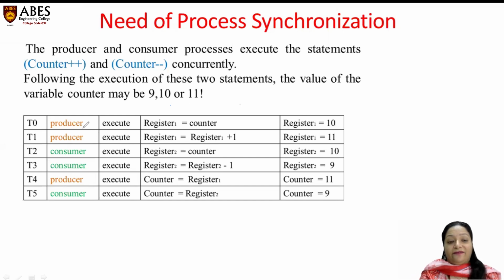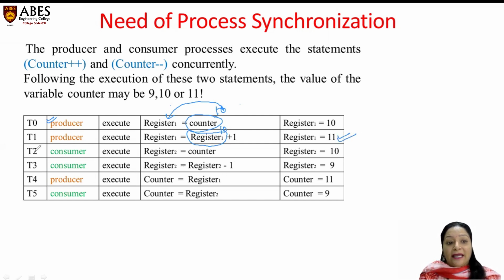Let us understand that first of all, the producer starts its execution and it places the current value of counter, that is 10, into its register, that is register 1. And in the second step, again the producer takes the hold of CPU and executes the instruction counter++. Now, what happens when counter++ is executed? Actually, the register value will be incremented by 1. What was the initial register value? That is 10. So 10 plus 1, 11. So now the register 1 value will be 11.